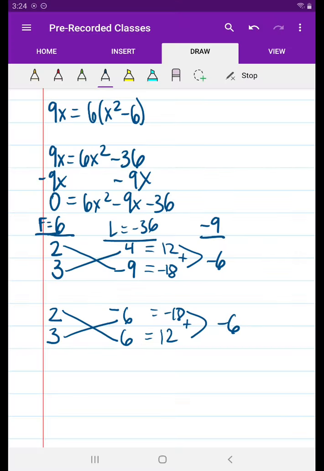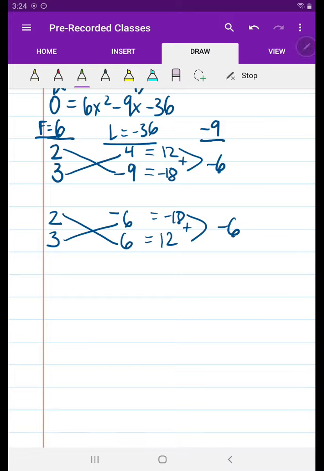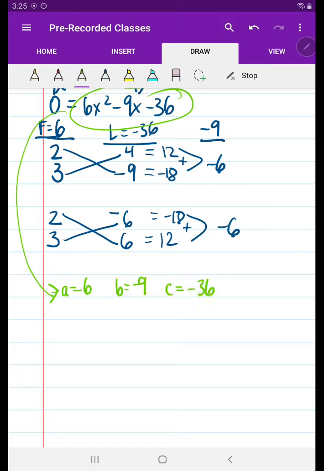Okay, so I tried a bunch of combinations, and this is something that actually does not factor. So we'll have to solve this with the quadratic formula. We'll use it on this piece right here. We can see that A is going to be 6. B is going to be negative 9. And then C will be negative 36.